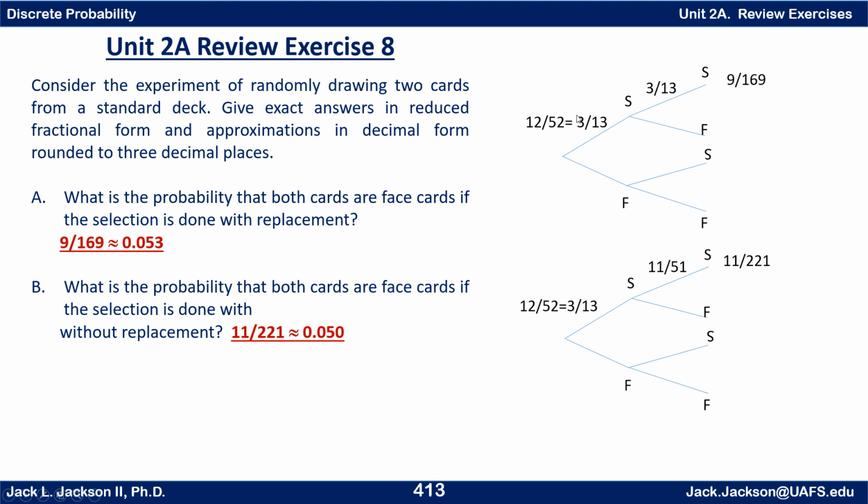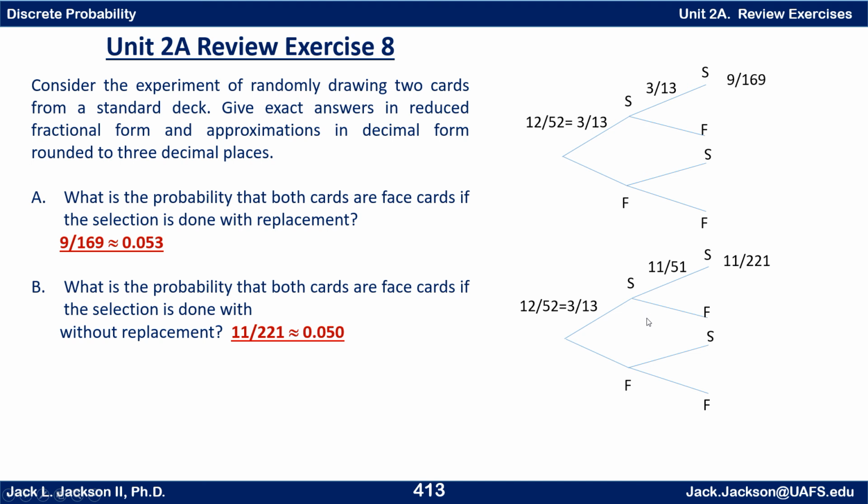Remember, this first probability is just the probability that you draw an S, or that you get a success, which is draw a face card. This probability here is that you get a success the second time, given you got a success the first time. In other words, that you draw a face card on the second card, given that you drew one the first time. Since these are independent events, these are the same number. Multiply these together, you multiply the numerators, multiply the denominators, so that's 9/169, which is approximately 0.053.